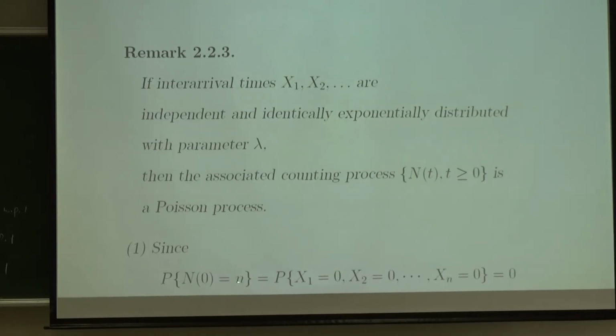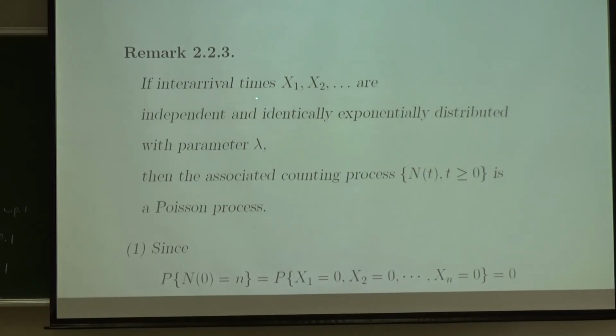So you can see how to check. For example, to check that N(0) equals n, where n is greater than or equal to 1, that means X1 is 0, X2 is 0, and Xn is 0, because at time 0 you have n arrivals. So the first interarrival time is 0, the second interarrival time is 0, up to the nth interarrival time is 0.